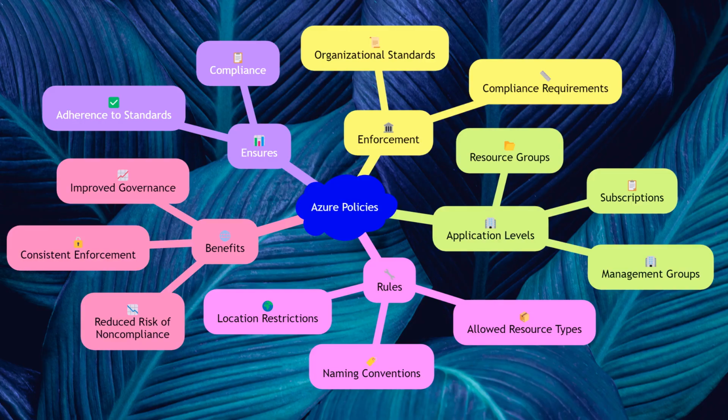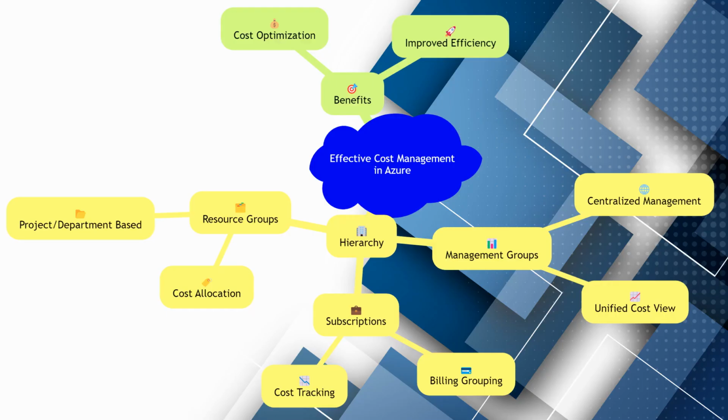Azure policies provide a way to enforce organizational standards and compliance requirements across the hierarchy of resources. Policies can be applied at different levels, including management groups, subscriptions, and resource groups. This ensures that all resources adhere to defined standards and compliance requirements. Policies can be used to enforce rules, such as allowed resource types, location restrictions, and naming conventions. By applying policies across the hierarchy, organizations can ensure consistent policy enforcement and compliance, reducing the risk of non-compliance and improving overall governance.